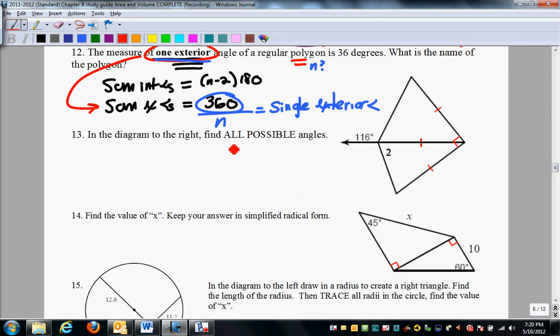Here it says in the diagram to the right, find all possible angles. Well, there's a couple key things you want to keep track of. Notice the hatch marks. Notice the right angle. Physically sweep. And you should be able to take it from there. Understanding what these hatch marks entail. Remember, retrace the hatch marks and then follow them to where they point to. That's going to tell you something. Solve for all the angles.